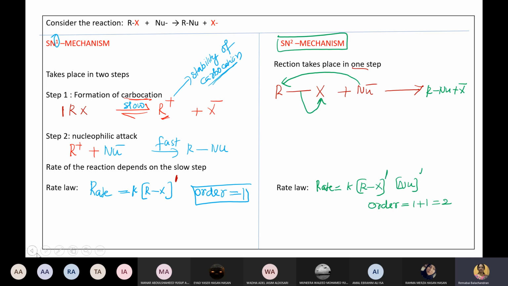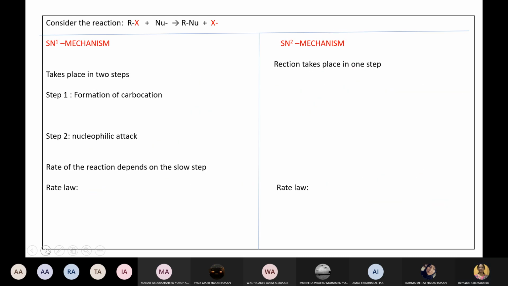See, in this particular case, the weak nucleophile X minus is replaced by the strong nucleophile Nu minus. So X is replaced by Nu. So this is nucleophilic substitution. And now it has two different mechanisms. One is SN1, the other one is SN2.